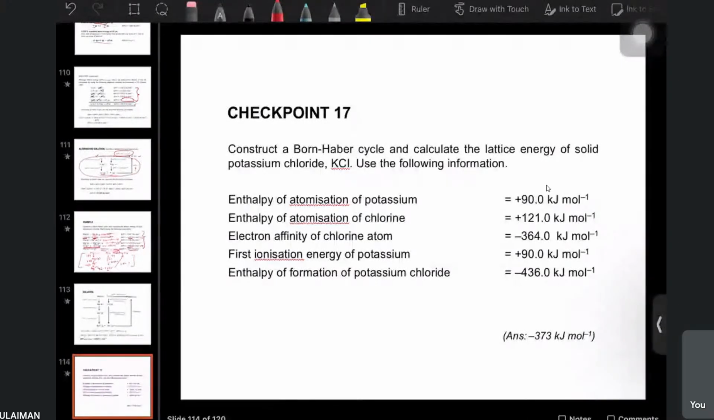Okay, construct the Born-Haber cycle. So you kena follow lah. Okay, Born-Haber cycle tak boleh guna algebraic method. And then calculate the lattice energy of solid potassium chloride. Okay, you bagi atomization for potassium, atomization of chlorine, electron affinity of chlorine, ionization and enthalpy formation. Okay. So dia bagi awak ialah nama lah. Okay, you punya enthalpy apa.